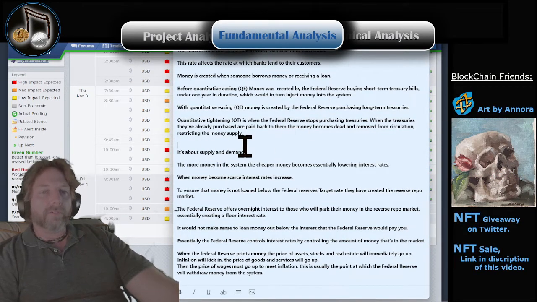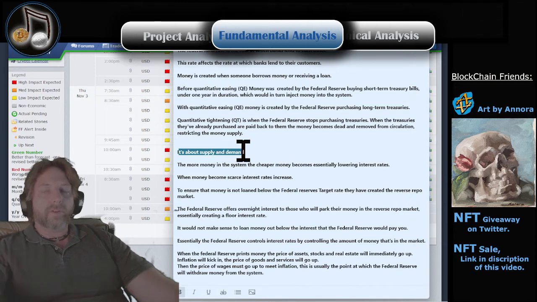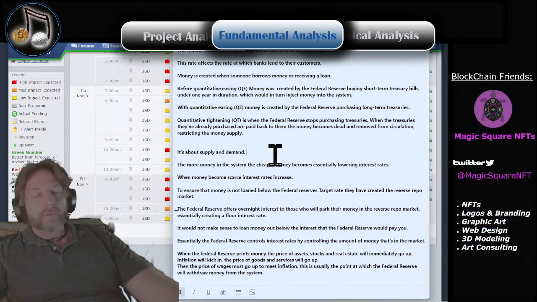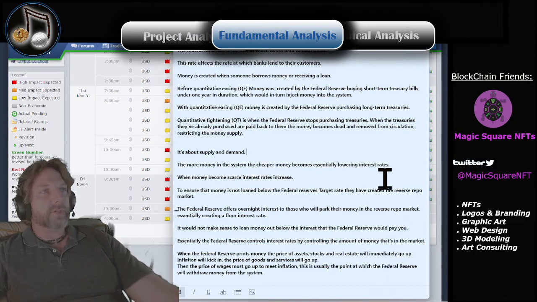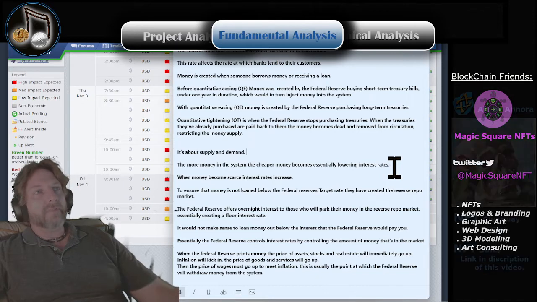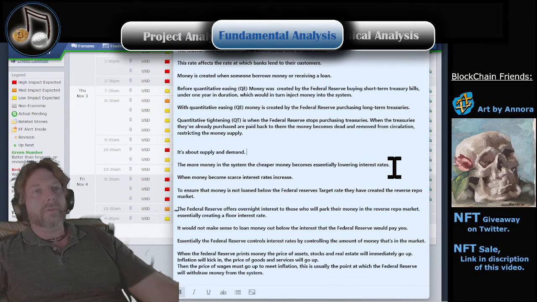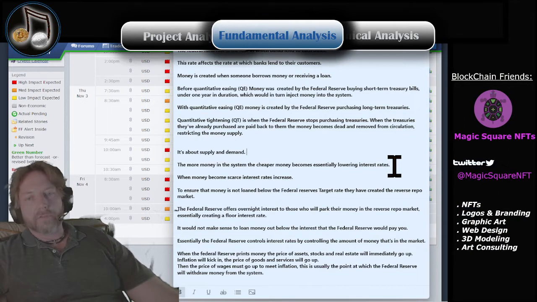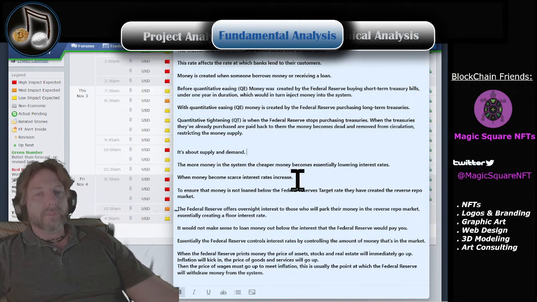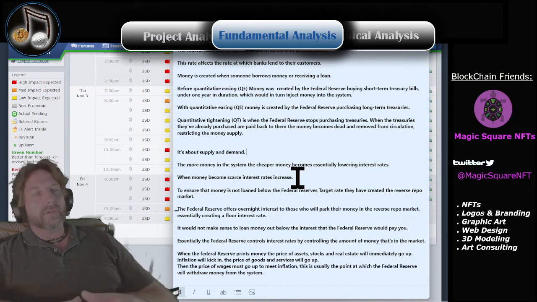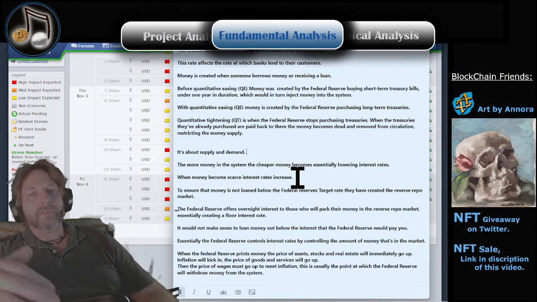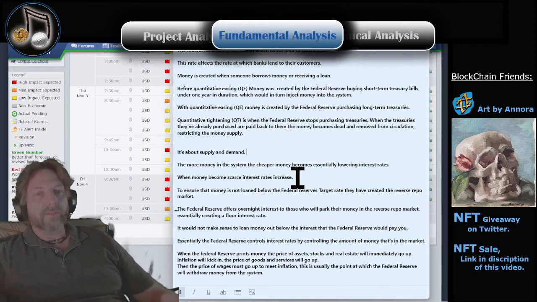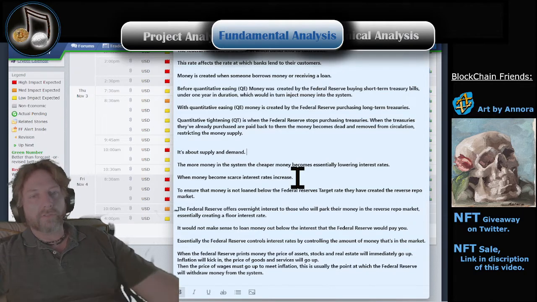Okay, so it's all about supply and demand, right? So the more money in the system, the cheaper money becomes, essentially lowering interest rates. If there's a whole lot of money, then people are willing to loan it out at a cheaper and cheaper rate, because everybody's trying to loan money out, right? So when money becomes scarce, interest rates rise. When there's not a whole lot of money to loan out, then the interest rates will rise. And this is how the Federal Reserve controls the interest rates.